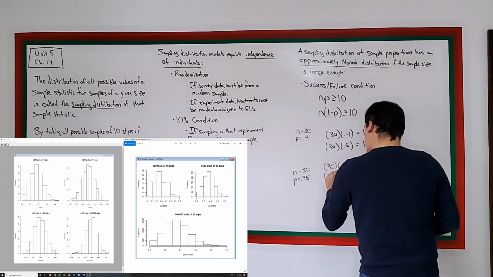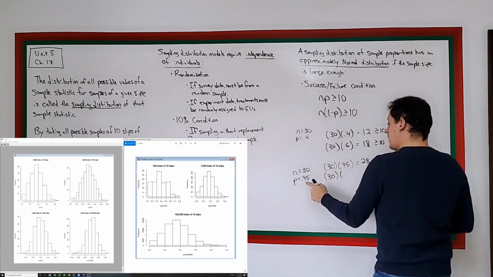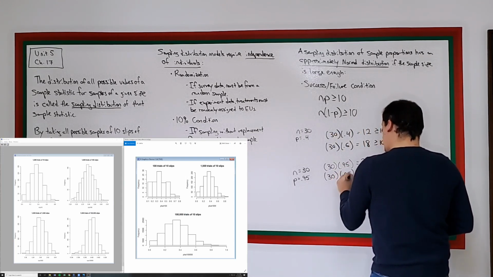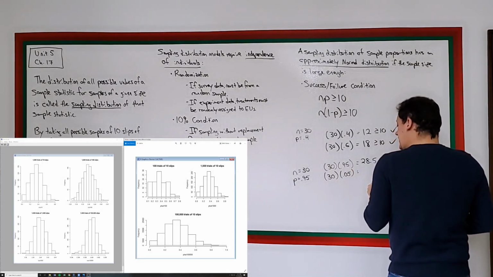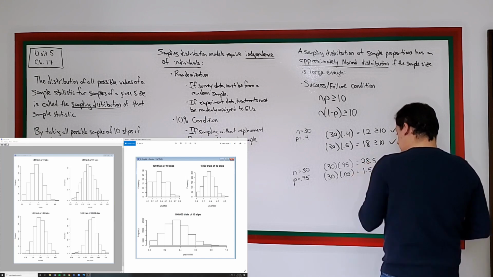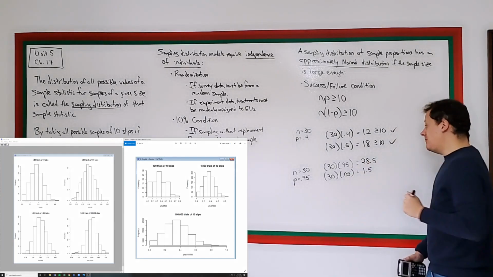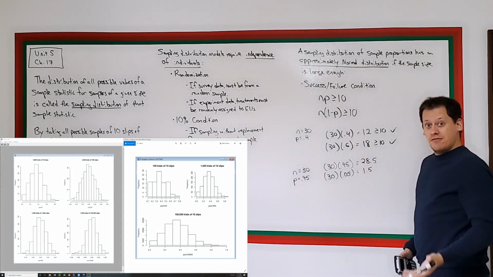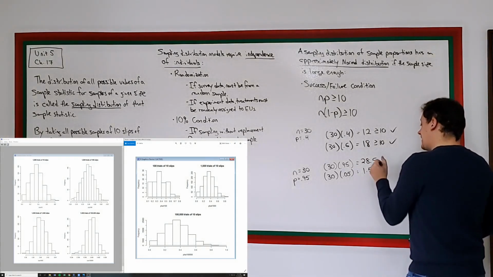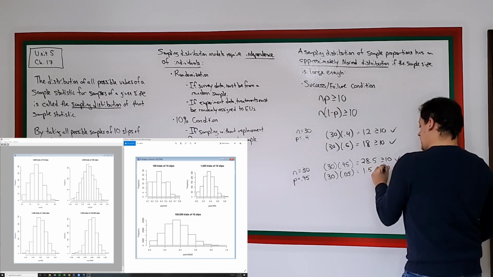Let's then take 30 times 1 minus 0.95, which is 0.05. That's only going to be 1.5. Remember, both of these have to be at least 10 for the condition to be met. This one works, but this one doesn't.